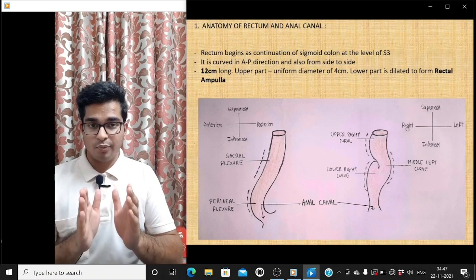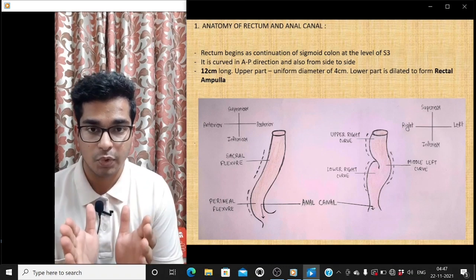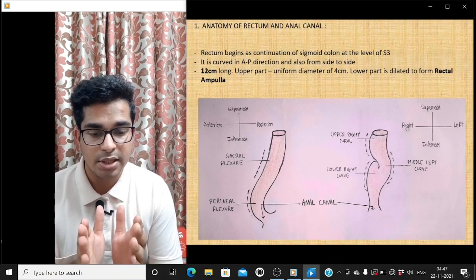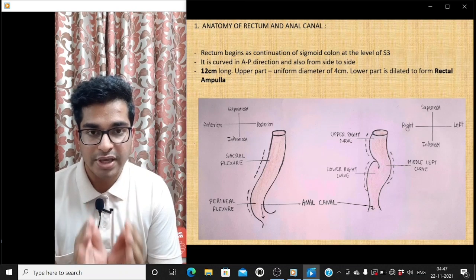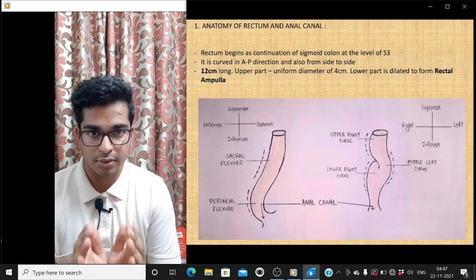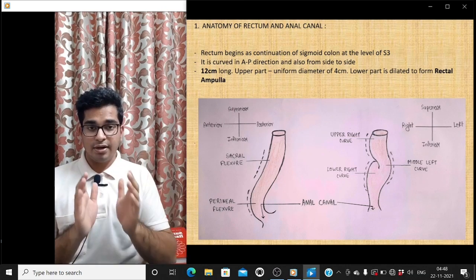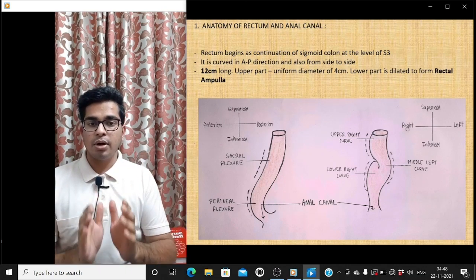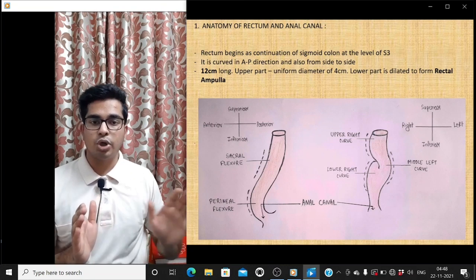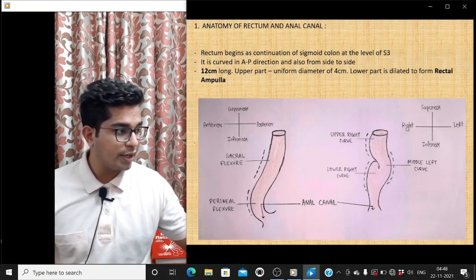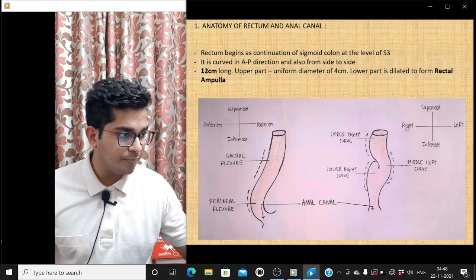Now, what is the function of the rectum? The rectum is basically used to store your fecal matter before defecation. Once all your digestion process has happened, the fecal matter is stored in your rectum before it is expelled out through your anal canal. Now the rectum, you can see its anatomy.